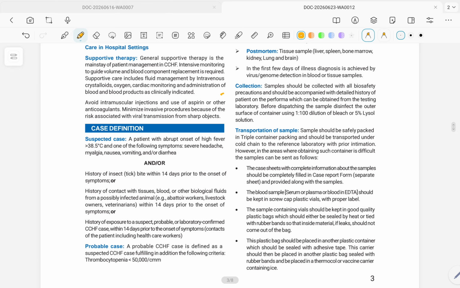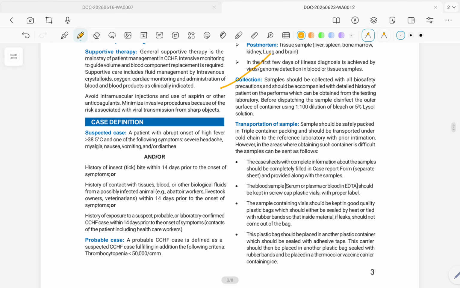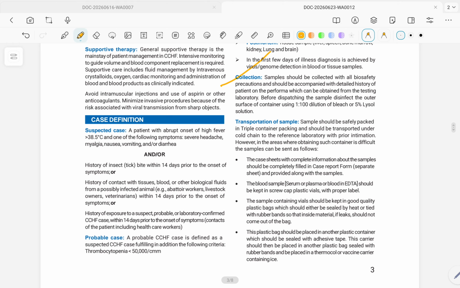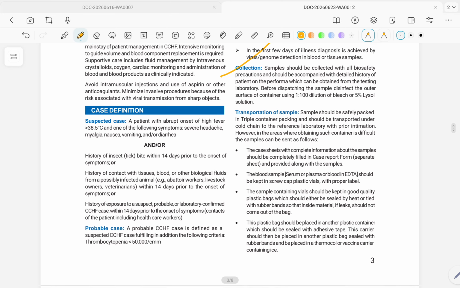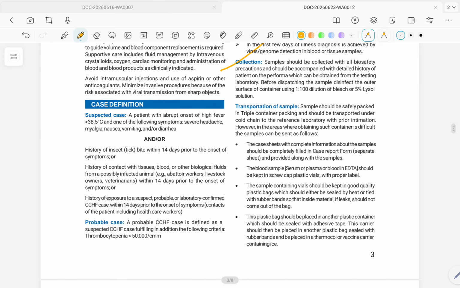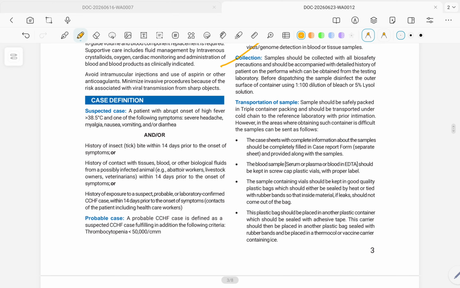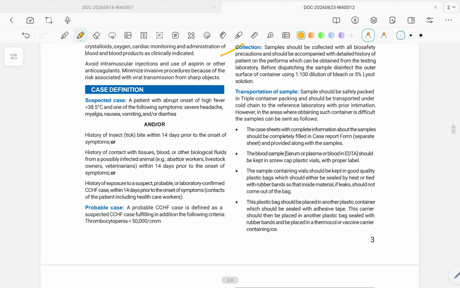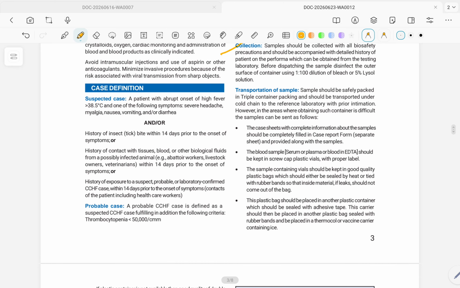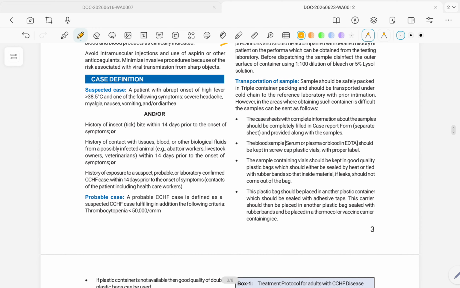Sample collection should be done with all biosafety precautions and should be accompanied with a detailed history of the patient on the proforma, which can be obtained from the testing laboratory before dispatching the sample. Disinfect the outer surface of the container using a 1:100 dilution of bleach or 5% Lysol solution.